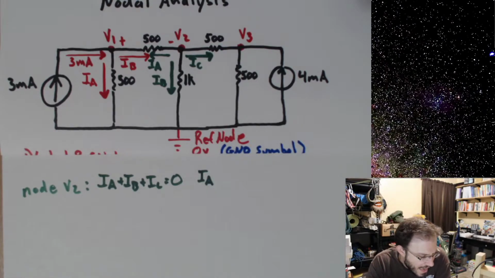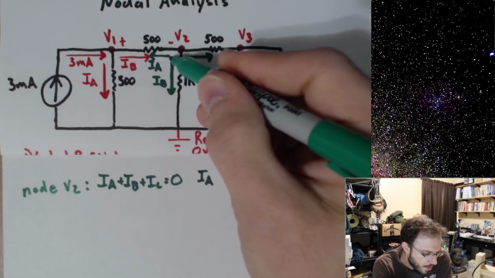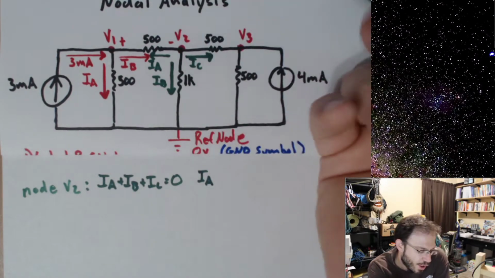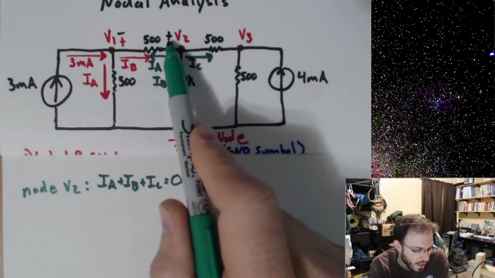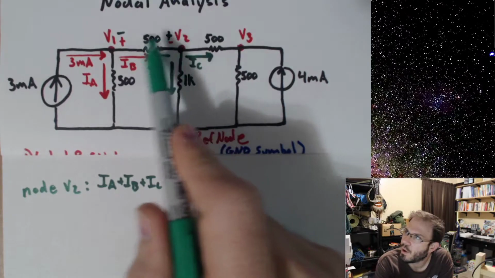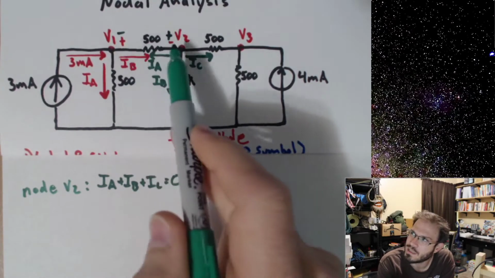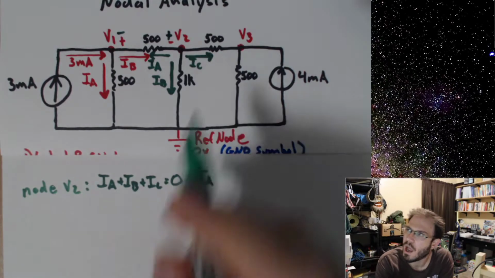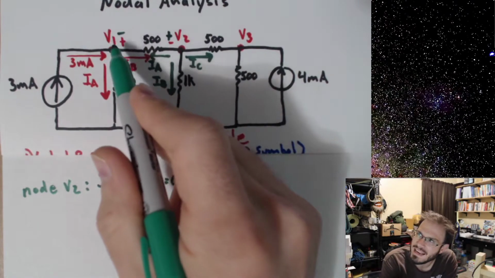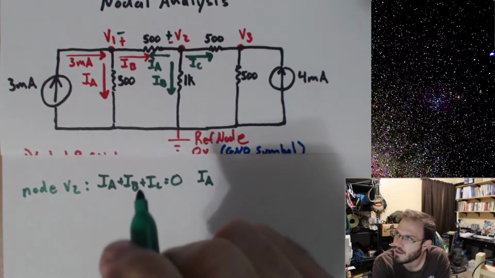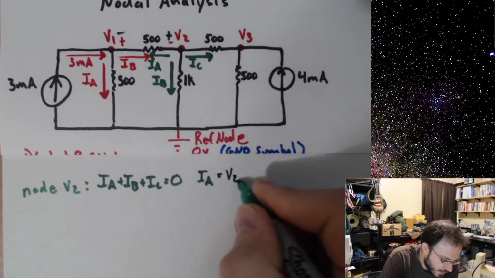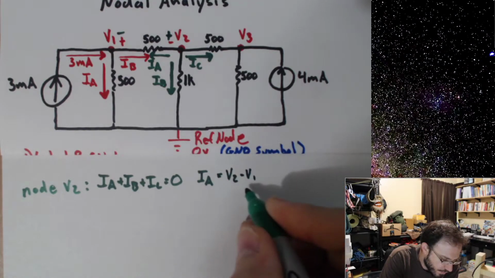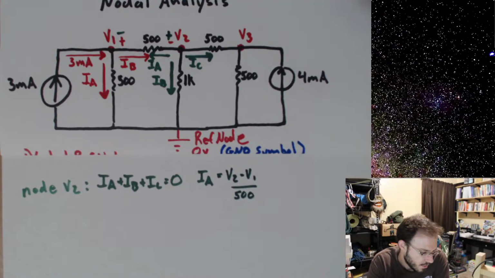Okay, so what's IA equal to? Well, notice now that I picked my current direction to go to the left. Current always goes from a higher voltage to a lower voltage. So now I'm working off of the assumption that it's plus V2 minus V1 as my voltage drop across this 500 ohm resistor. So I can say plus V2 minus V1, all divided by 500, is the current IA. Okay, so I'm done with IA.